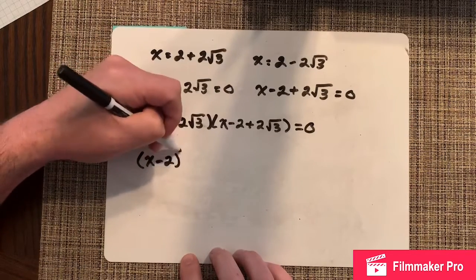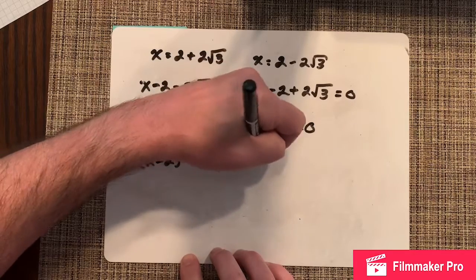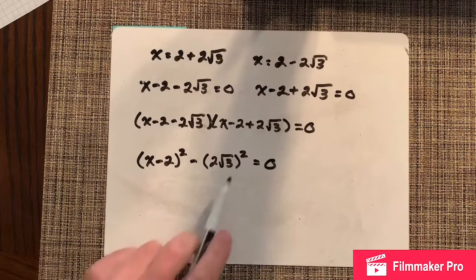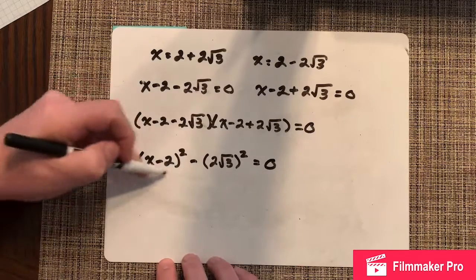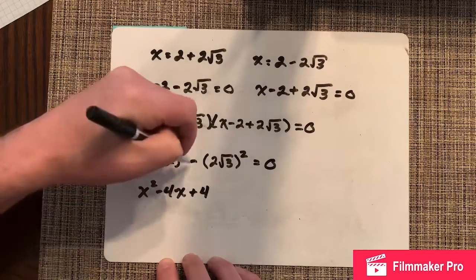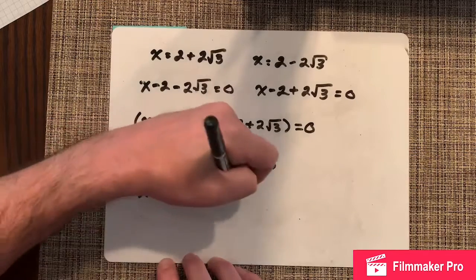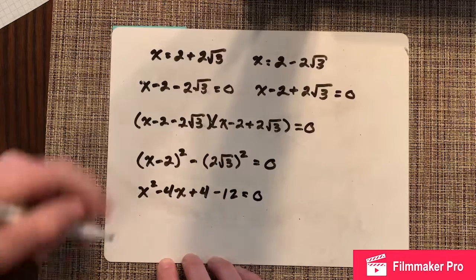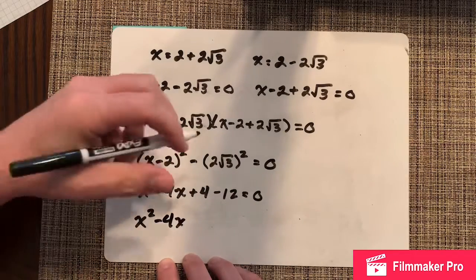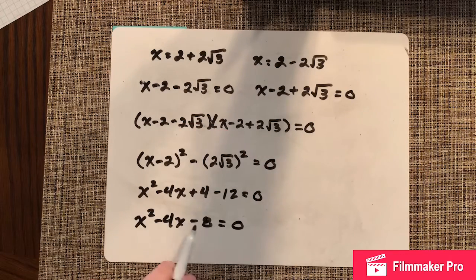(x minus 2) squared minus (2 root 3) squared equals 0. And notice how I use parentheses here. I always use parentheses because otherwise I would probably make a mistake if I didn't, especially with that square right there. So expanding the first term right here, I'm gonna have x squared minus 4x plus 4 minus, and 2 squared is 4, root 3 squared is 3, 4 times 3 is 12. So cleaning up the constants here now, I have x squared minus 4x, and that would be minus 8 is equal to 0.